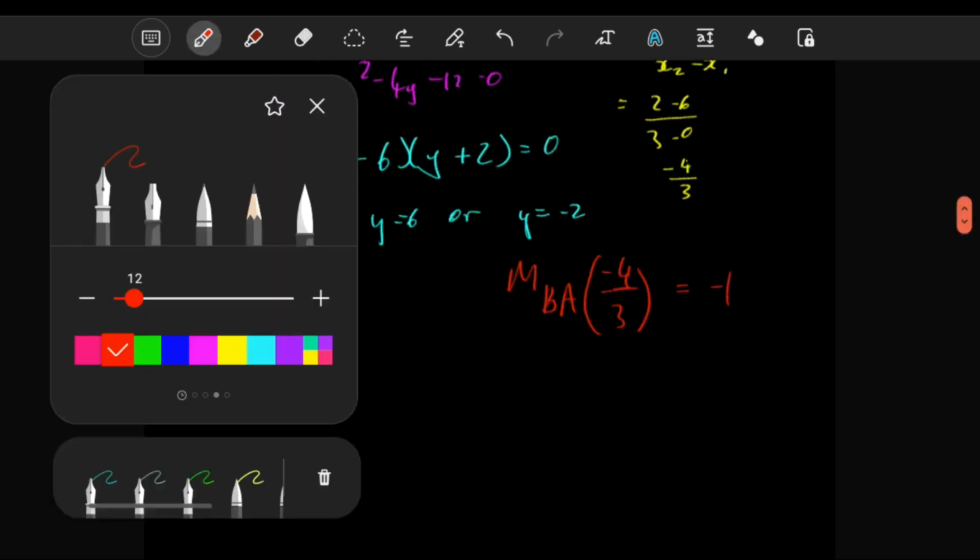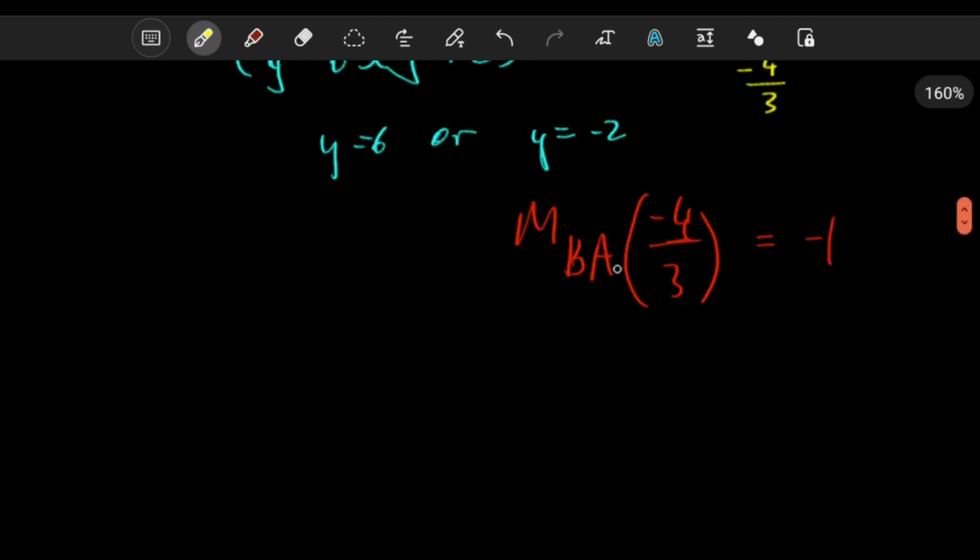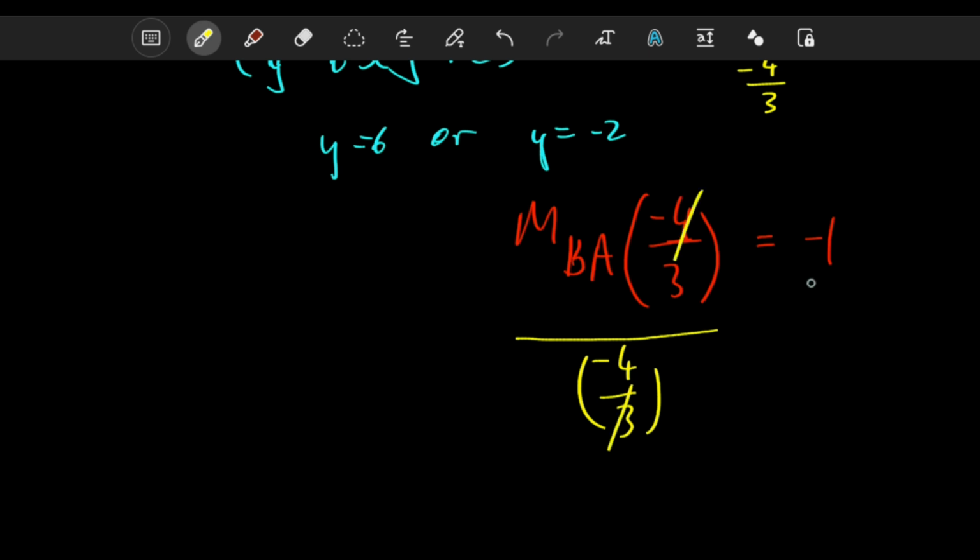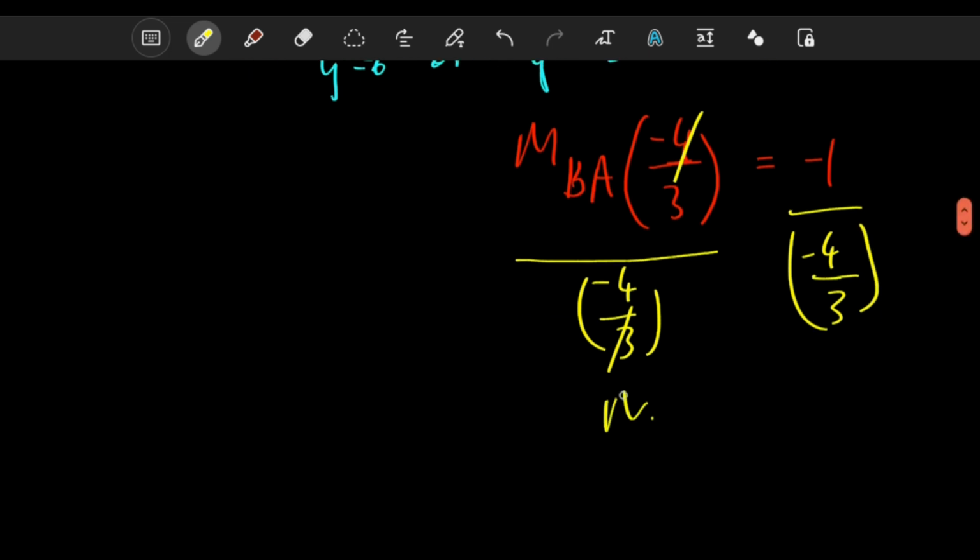We don't have it, but we're multiplying it by the gradient of AC, right? Because when you're multiplying something, you can just put it in brackets. This is equal to -1. So to work out BA, you can just divide both sides by the gradient of AC. Put this in the calculator with your brackets and everything, and the gradient of BA is just going to be +3 over 4.